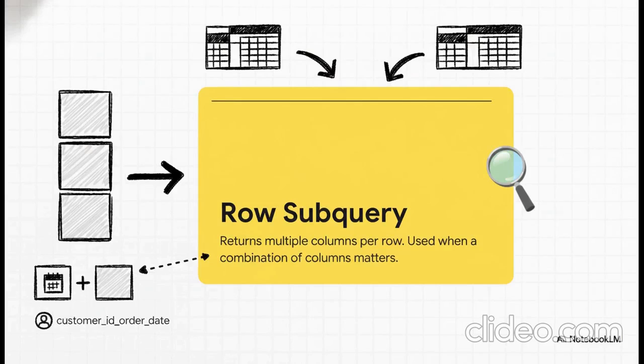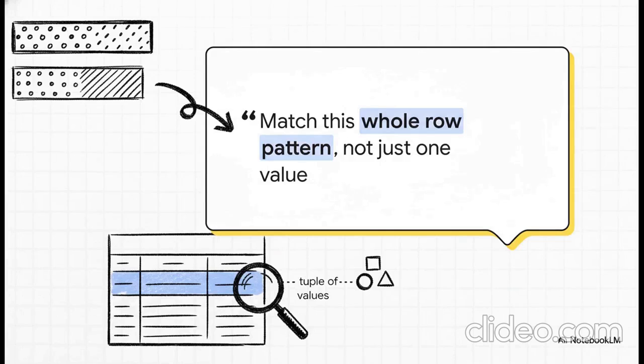So, a row subquery, what is that? It's what you use when a whole combination of values in a row matters. Instead of returning just one column, it returns multiple columns. Think of it like this. You're no longer just checking if an ID is in a list. You're checking if an entire combination, like a customer ID and an order date, matches a full row in your subquery's result. So the mental model has to shift again.